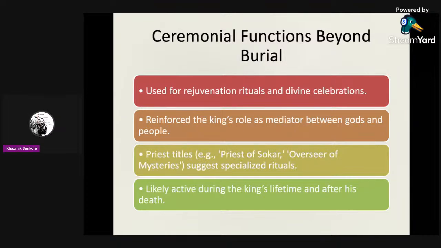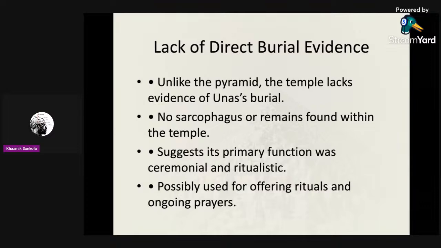There's an indication that the priest here was a priest of Sokar, and this indicates that specialized types of rituals were going on here. The layout of the temple suggests that it was used during the lifetime of the king.